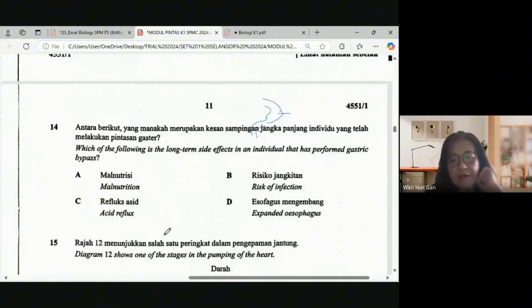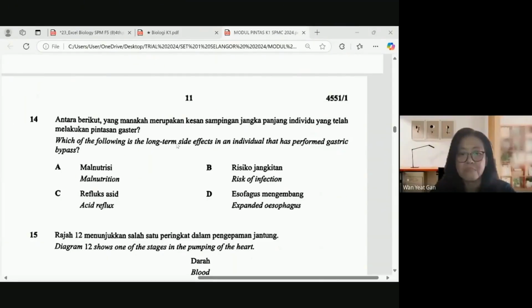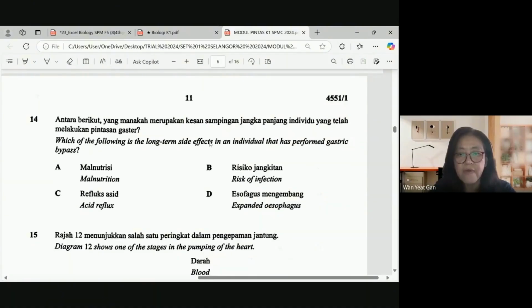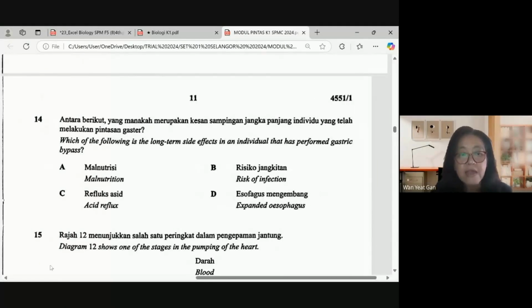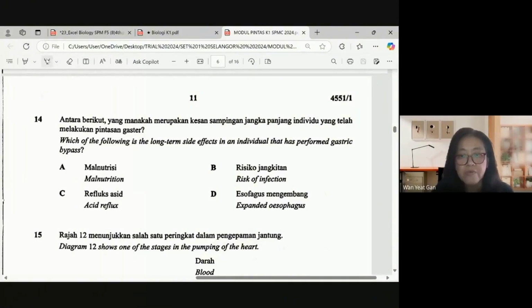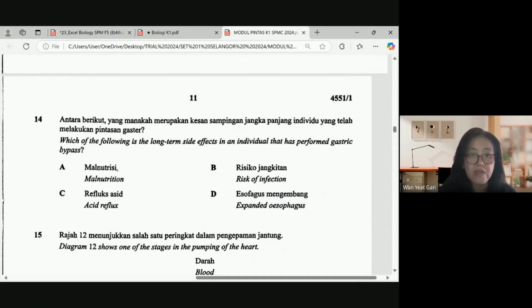However, he will suffer from a lot of side effects. Therefore, the long-term side effect for an individual who has undergone gastric bypass is malnutrition. Now, the short-term effects would be reflux, acid reflux, risk of infection, and expanded esophagus, right? So the answer here is A.